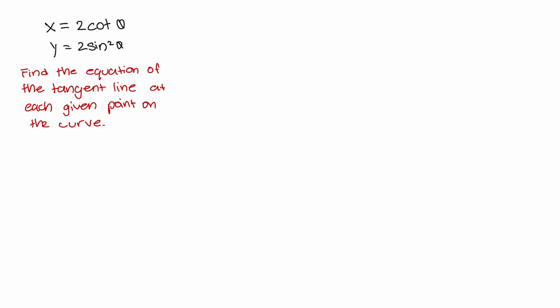In this video, we're going to be going over how to find the equation of tangent lines at a given point on a parametric curve. So here I have a problem where I'm given the x and y curve equations for the parametric function, and I am told to find the equation of the tangent line at each given point on the curve. And these are going to be my 3 points. That's number 1, number 2, and number 3.